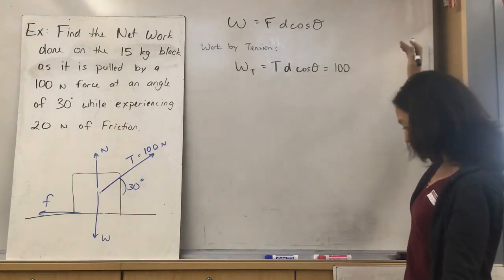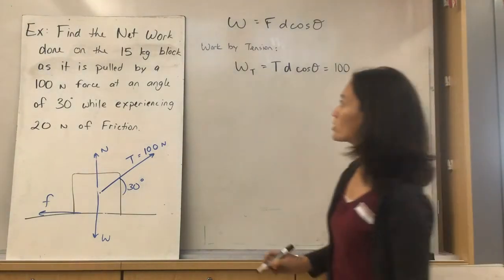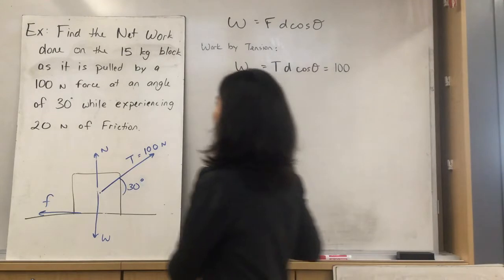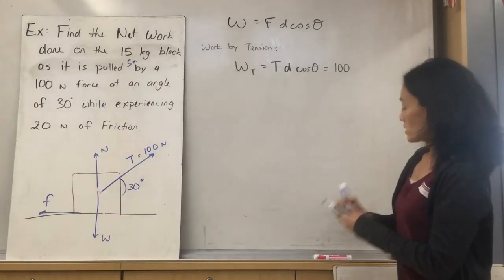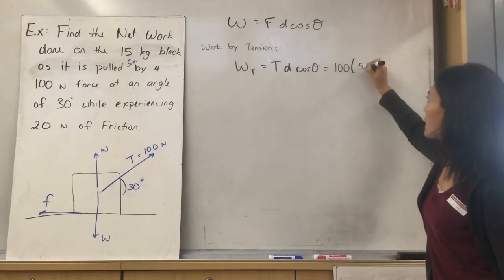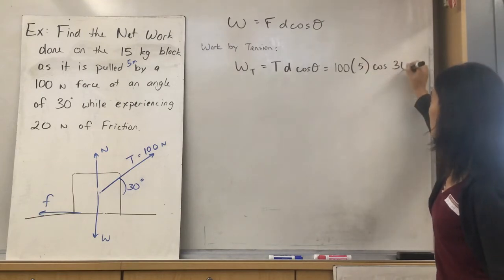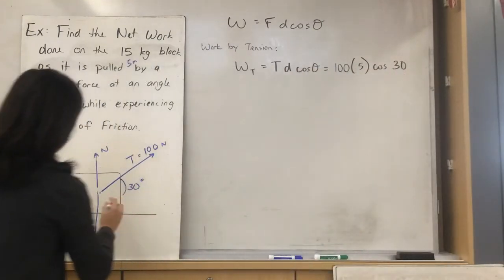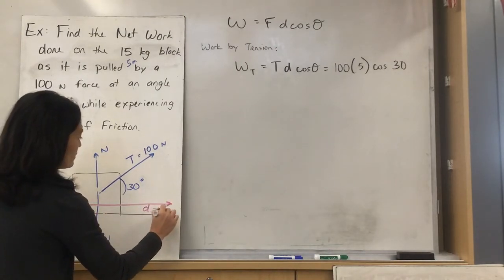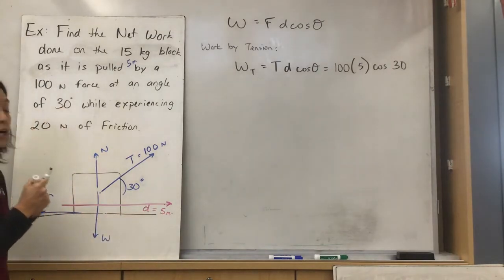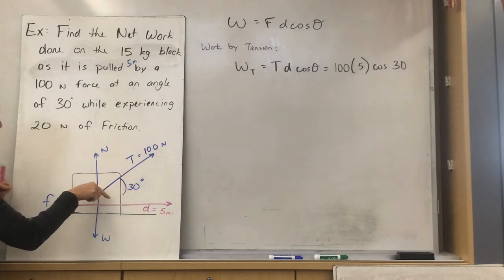My distance, did I not even give a distance? I didn't give a distance. What's the distance in this problem? It's pulled 5 meters, I'm going to add this, pulled 5 meters. Okay, so 100 times my distance of 5 times cosine of 30, because this is moving. This is my distance of 5 meters. So the angle, this theta value between my tension and my distance is 30 degrees, okay?